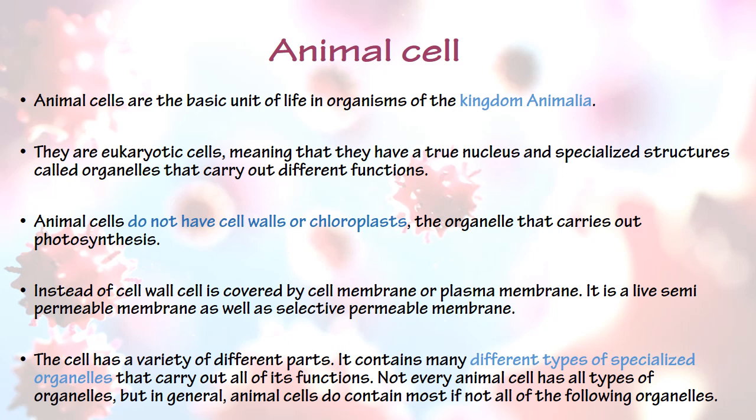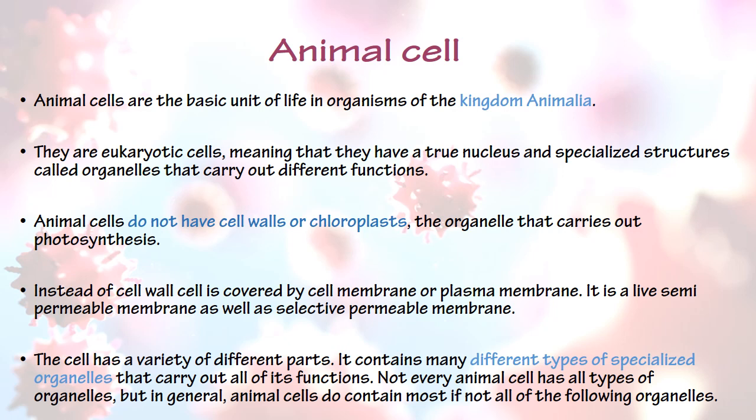Animal cell. Animal cells are the basic unit of kingdom Animalia. What is included under kingdom Animalia? Insects, humans and other mammals, birds and most of the multicellular organisms. Okay, these are more advanced cells than prokaryotic cells. So these are eukaryotic cells. That means they have a true nucleus and specialized organelles inside them.